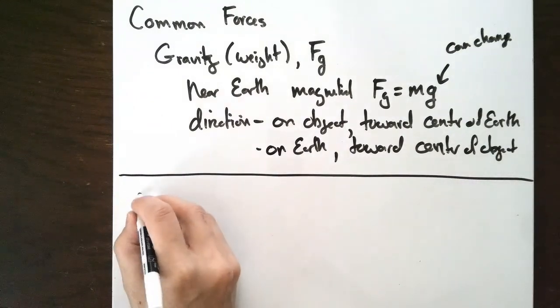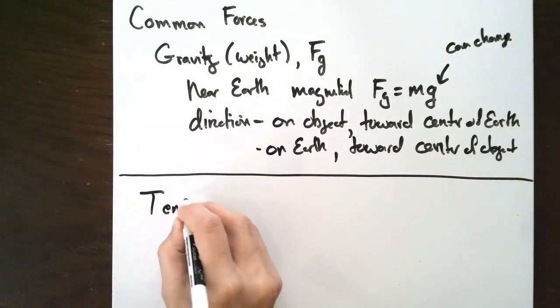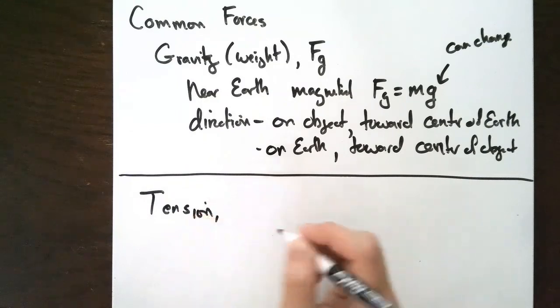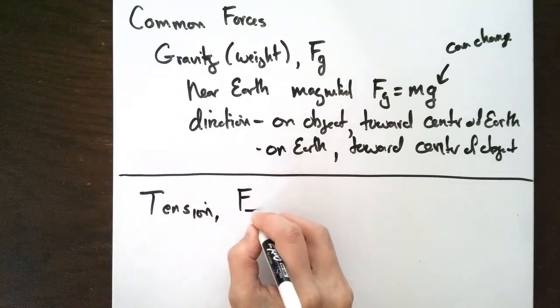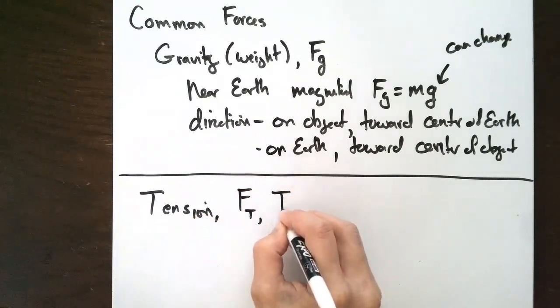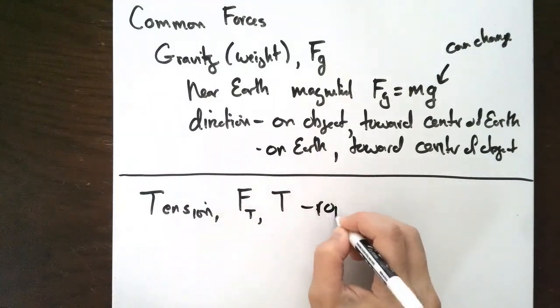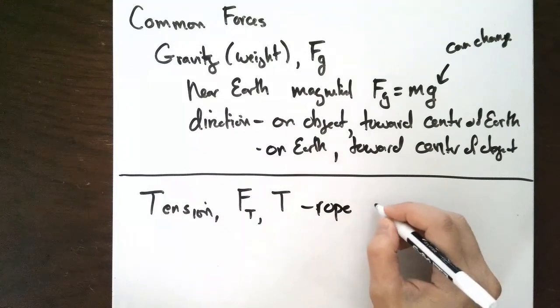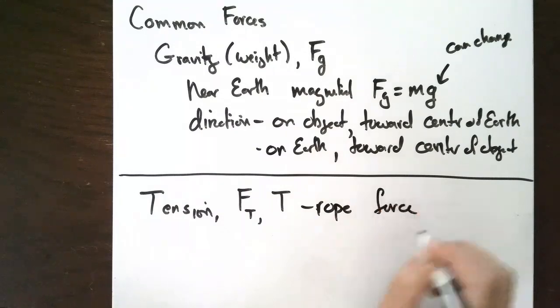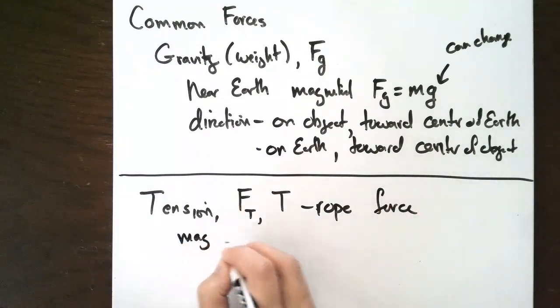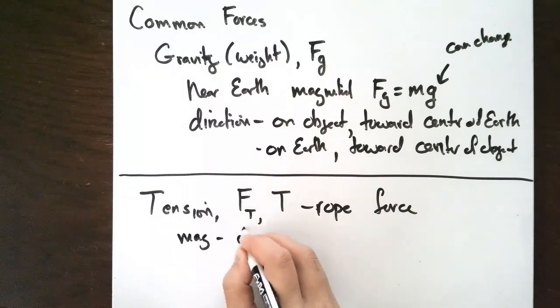Next, we might have tension, which we might symbolize with an F sub t or just a capital T. And that's a rope force, or a string or chain or any rope-like sort of thing. And the magnitude depends on the situation.